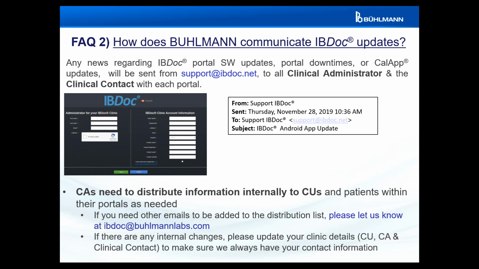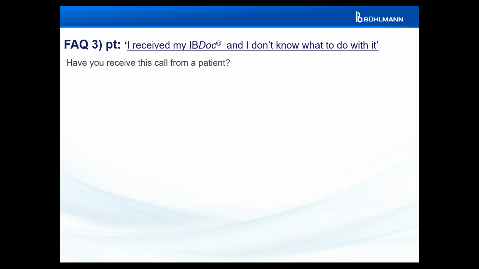A lot of the times, when the site is first set up, the clinical email address is one that also ties with the clinical administrator. But if you want this information to be sent to another clinical user, then you can put that clinical user's email in here as the account information. This is the only spot in the IBDoc portal where an email address can be duplicated. So you can put an email address in here, and it's not going to affect their normal clinical user profile.